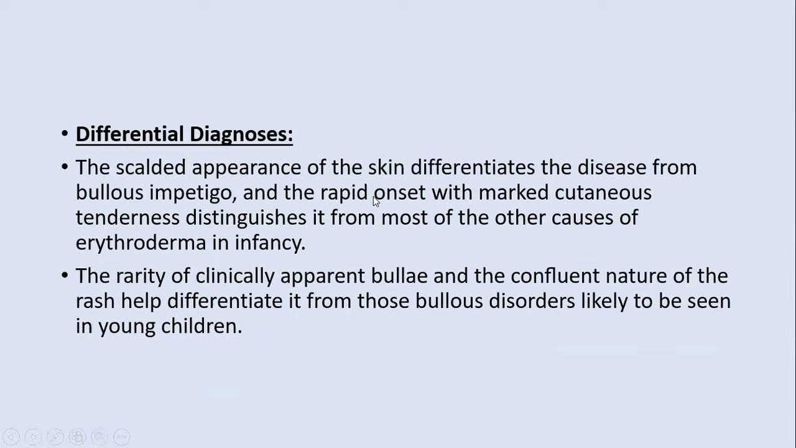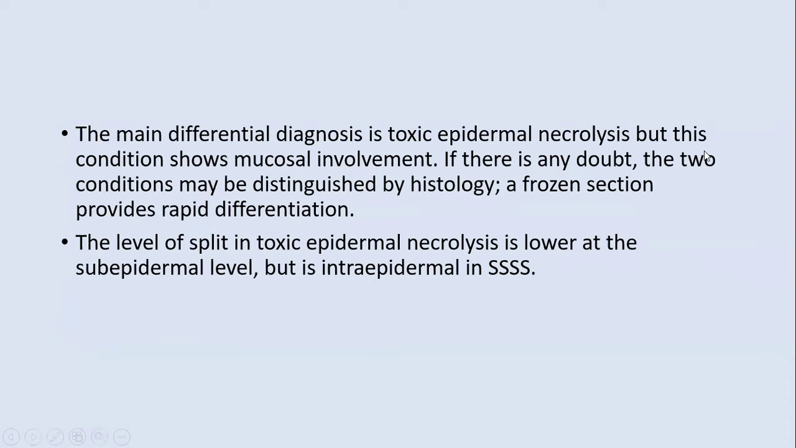For the differential diagnosis, the scalded appearance of the skin differentiates the disease from bullous impetigo, and rapid onset of marked cutaneous tenderness distinguishes it from other causes of erythroderma in a neonate. The rarity of clinically apparent bullae and the confluent nature of the rash help differentiate it from the other bullous disorders seen in younger children. The main differential diagnosis is toxic epidermal necrolysis, or TEN, but this condition shows mucosal involvement while SSSS does not have any mucosal involvement.